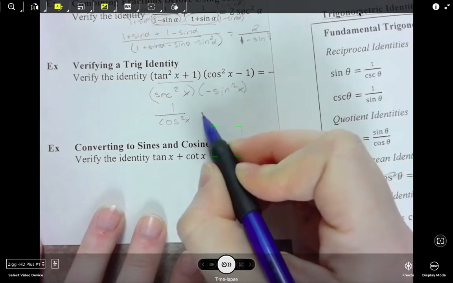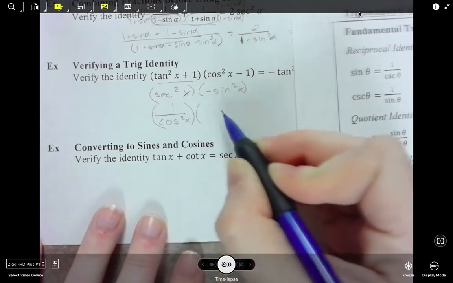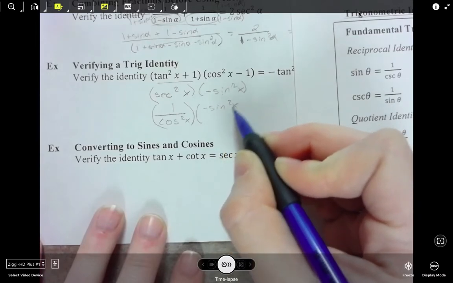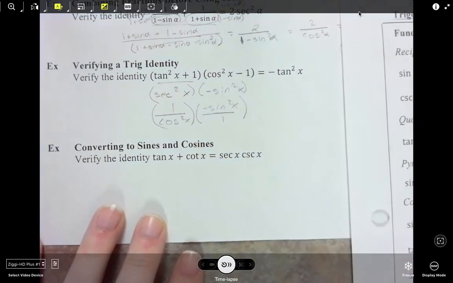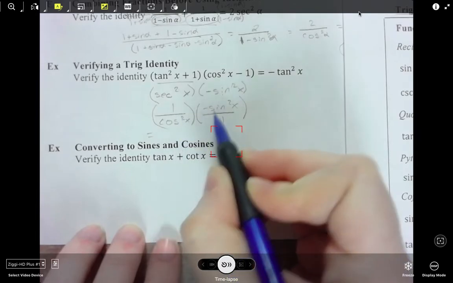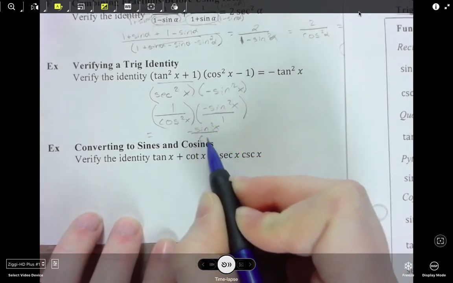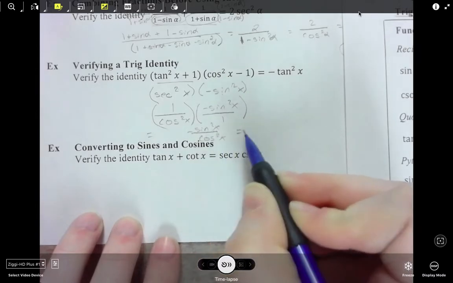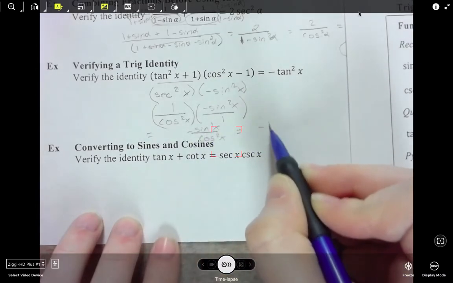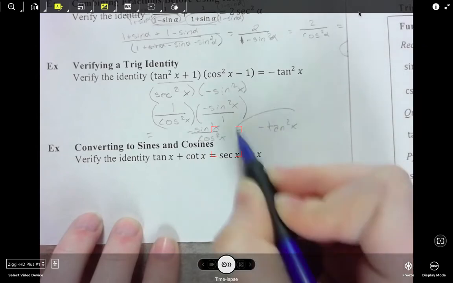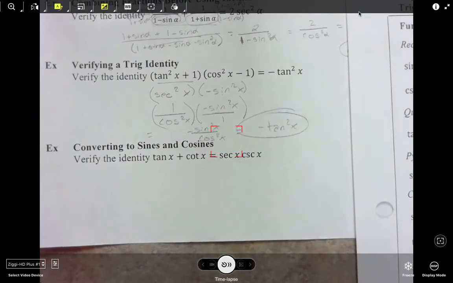And negative sine squared is like negative sine squared x over 1. And what that will become is, if I multiply the tops and the bottoms, that's negative sine squared x over cosine squared x, and that becomes negative tangent squared x. And there he is.